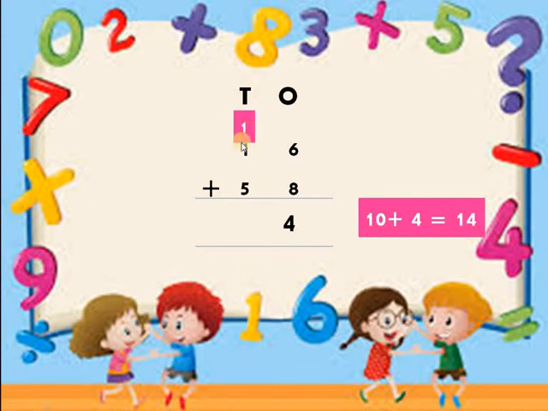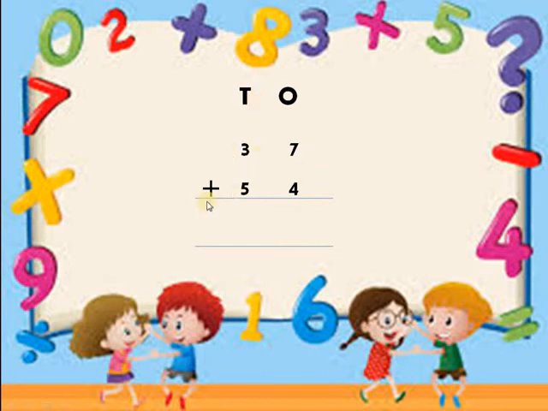Now you are going to start adding all these 3 numbers. Always start from your carryover number. 1 plus 1, 2. 2 plus 5 is 7. So tens answer is 7 and your total answer is 74. 16 plus 58 is 74.